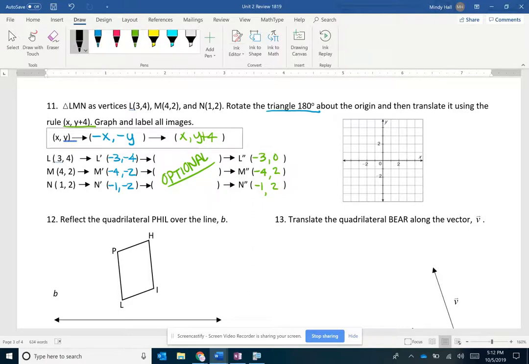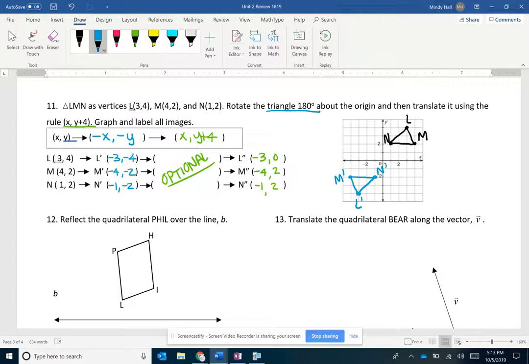So then I just have to plot all 3 of these triangles on the same graph. So we have 3, 4 is L. Then M is at 4, 2. And N is at 1, 2. And we connect our dots. So then rotating 180 degrees, we should expect to see it on the opposite side of the graph. So -3, -4 is L prime. M prime is at -4, -2. And N prime is at -1, -2. So it did indeed turn all the way around, which is perfect because that's what we wanted.